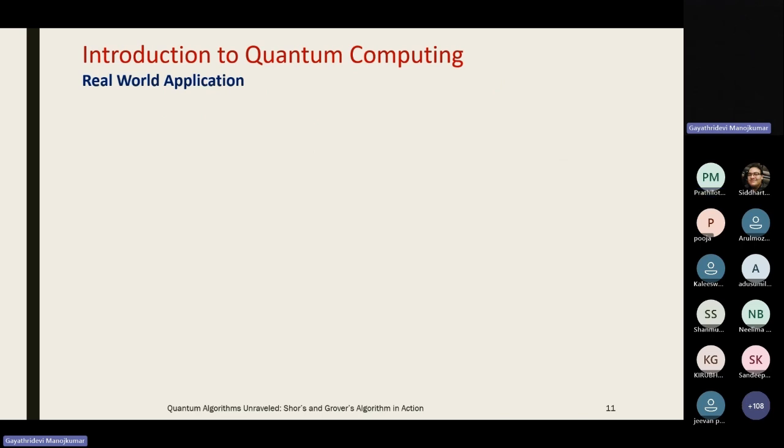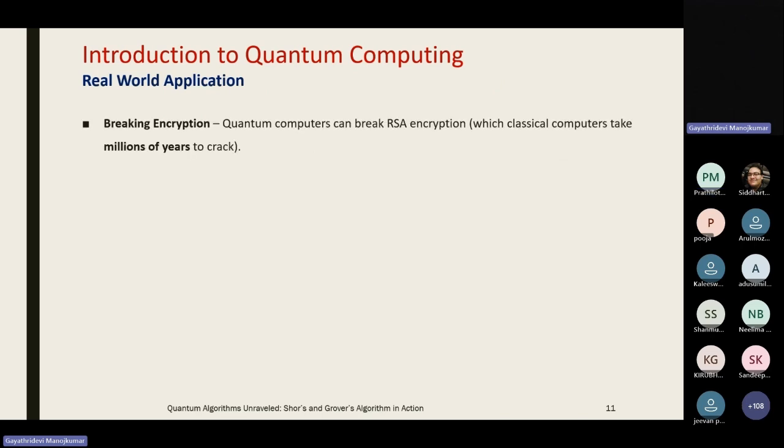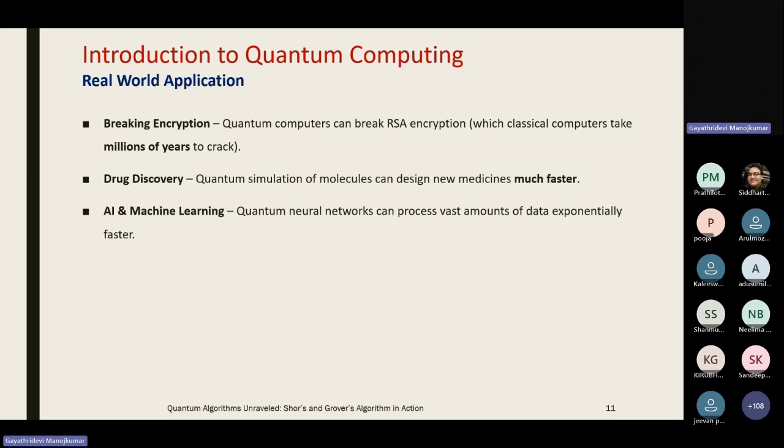I hope everyone knows that nowadays real-world applications are moving toward quantum, where we can break encryptions. We are just on the way to doing it, and also drug discovery, and with the help of AI, we have come up with protein folding.